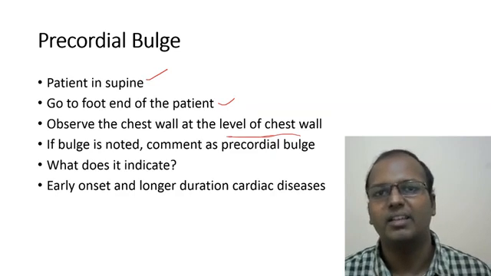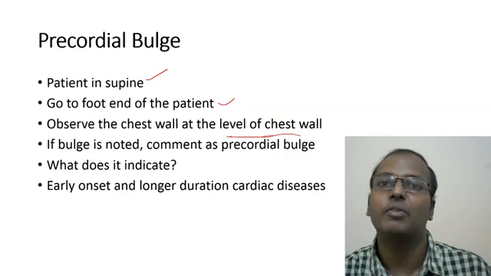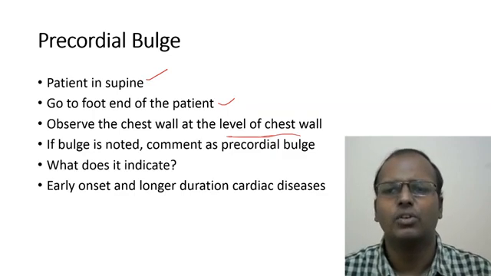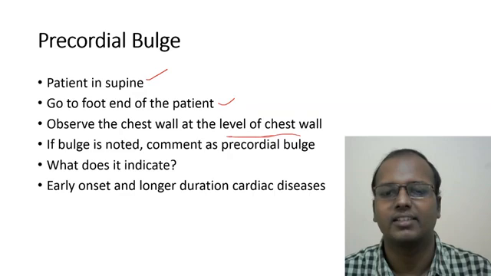So precordial bulge means there is some problem in the heart which has happened even before the ossification, and the ribs will ossify around 18 to 25 years. So if there is precordial bulge, then it indicates a longer duration, early onset cardiac illness.